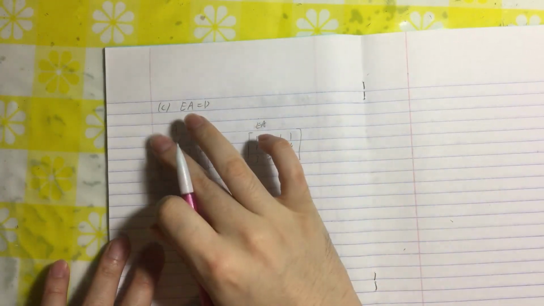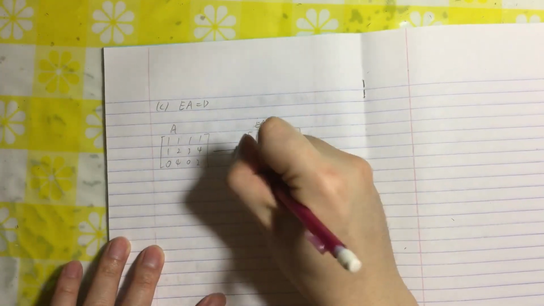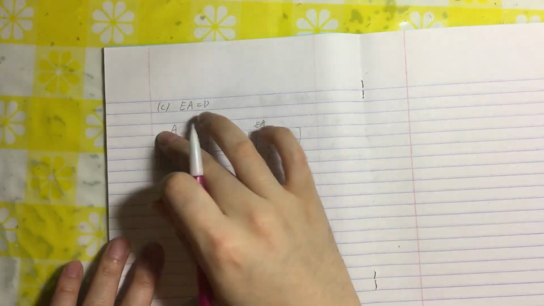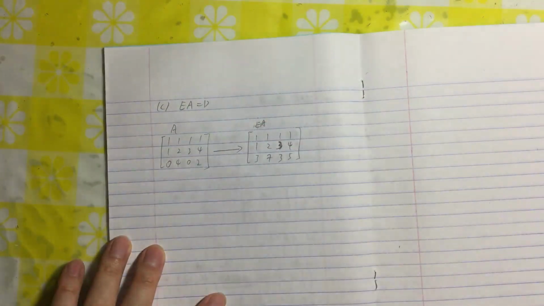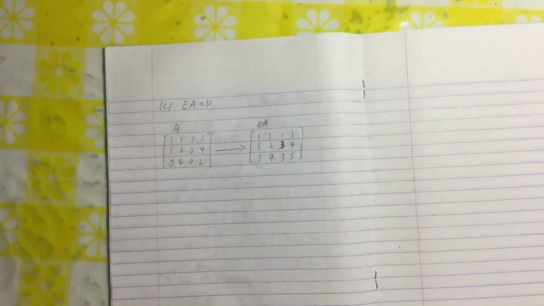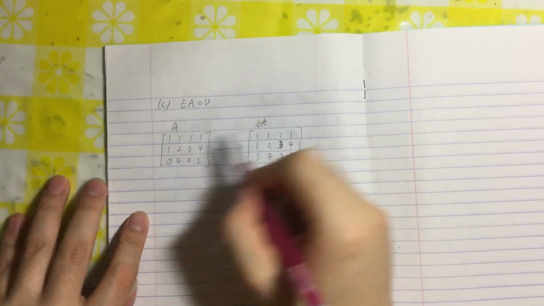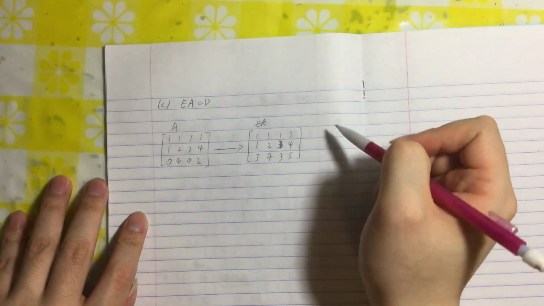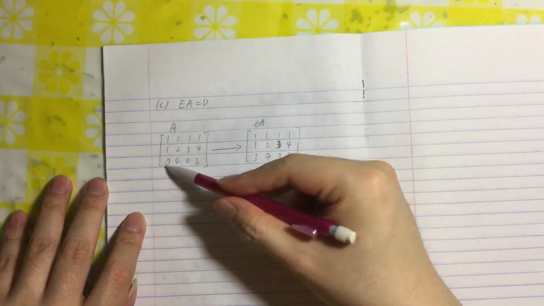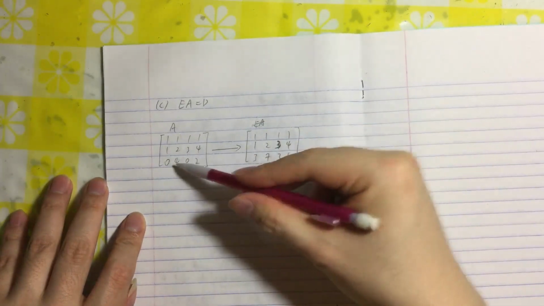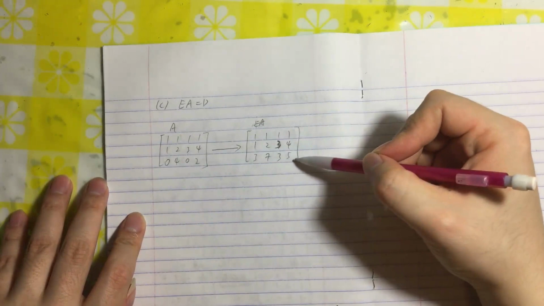Let's compare this. Let's observe this matrix. What operation should I perform on A to obtain this matrix here? First row looks exactly the same. Second row looks exactly the same. If you observe, compare the third row here. We have 3, 7, 3, 5.